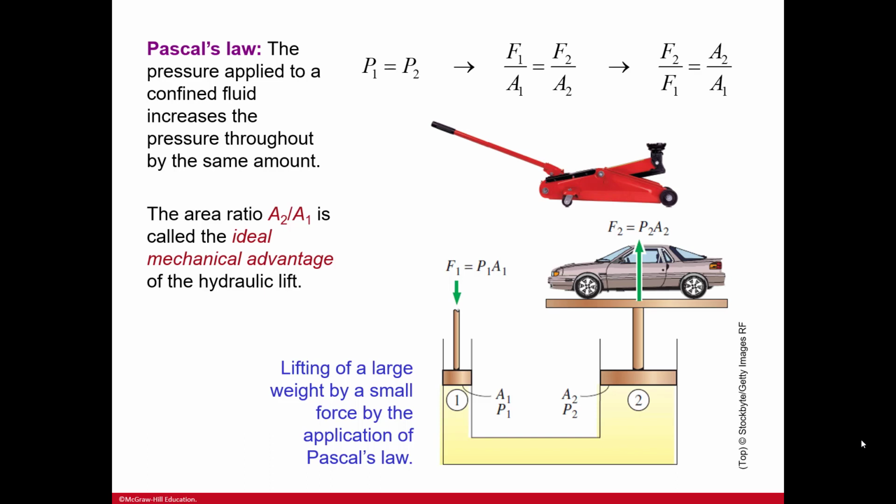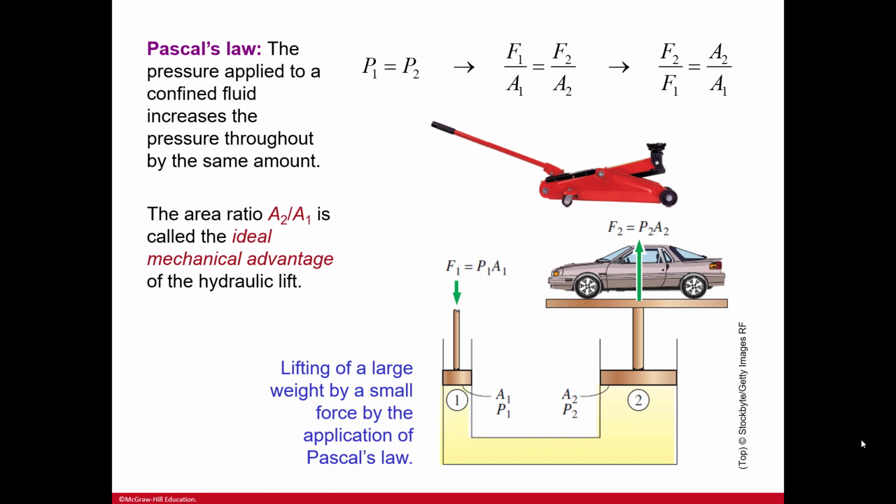So with that, we have Pascal's law. The pressure applied to a confined fluid increases the pressure throughout by the same amount. So P1 equals P2, and that's evident here in a jack. If pressure is applied to a confined fluid, the fluid inside the hydraulic lift or hydraulic mechanism increases the pressure throughout by the exact same amount. So it's a 1-to-1 ratio here. And that's because of the displacement in area, and additionally because liquids are essentially incompressible, right?